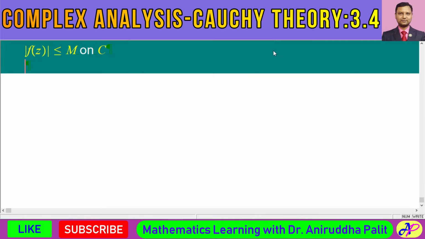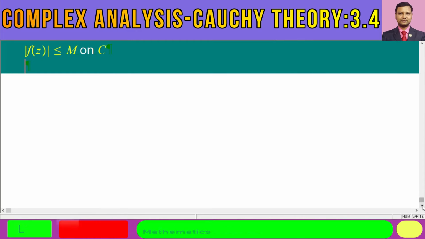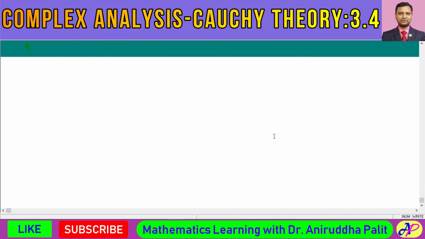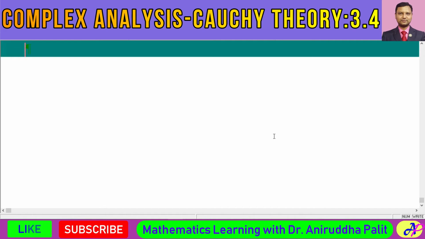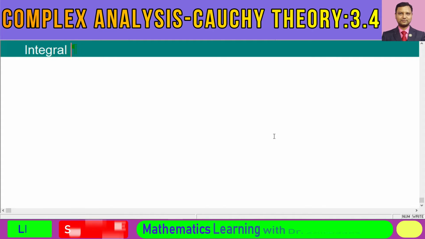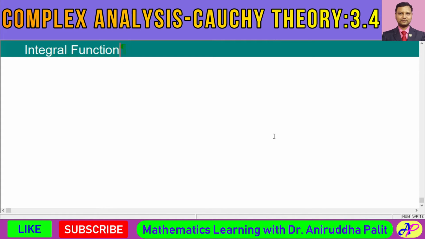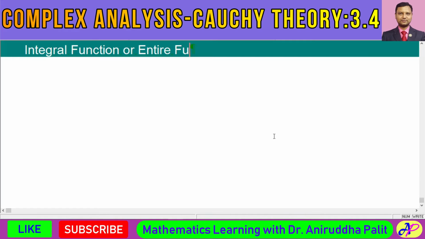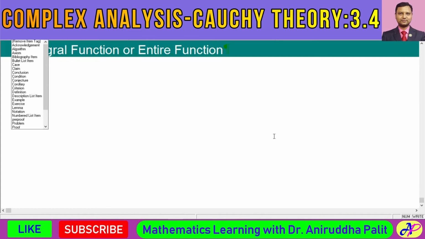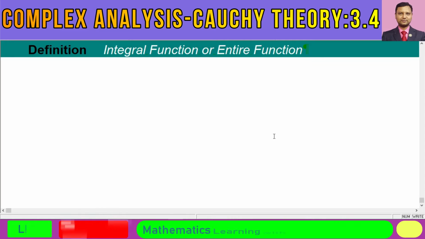So next, I'm going to discuss a definition. The definition of integral function or entire function. What is this? The definition of integral function or entire function.